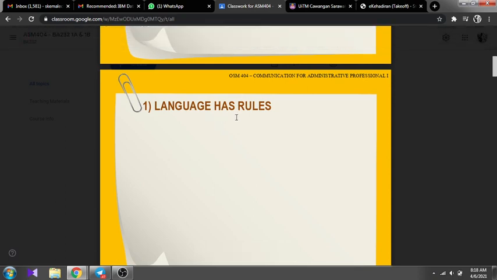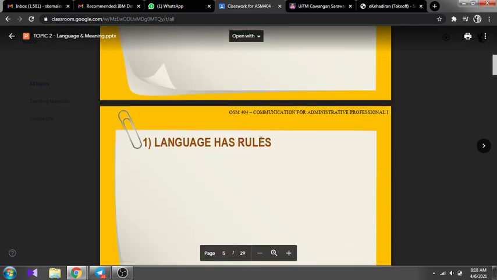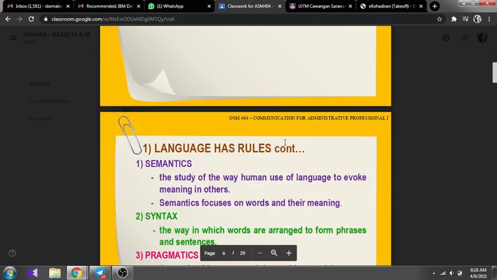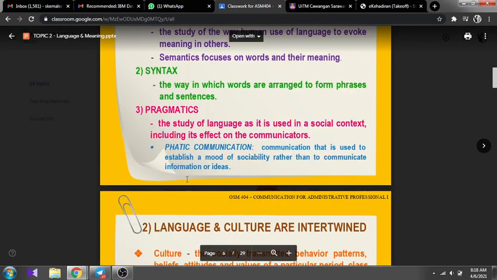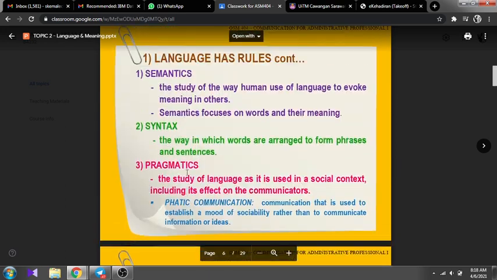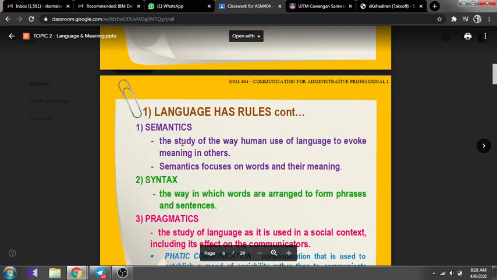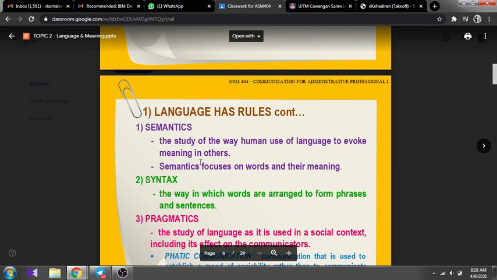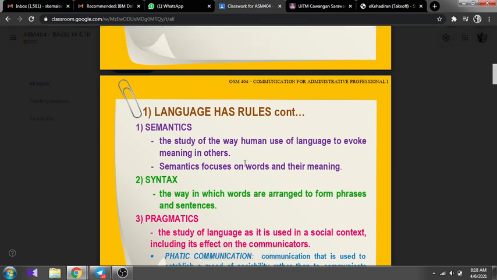Okay, number one, language has a rule. Language has its own rules. What the rules are: semantics, syntax, pragmatics. Semantics is the study of the way humans use language to evoke meaning in others. Semantics focuses on words and their meaning, more on the words that are spoken.